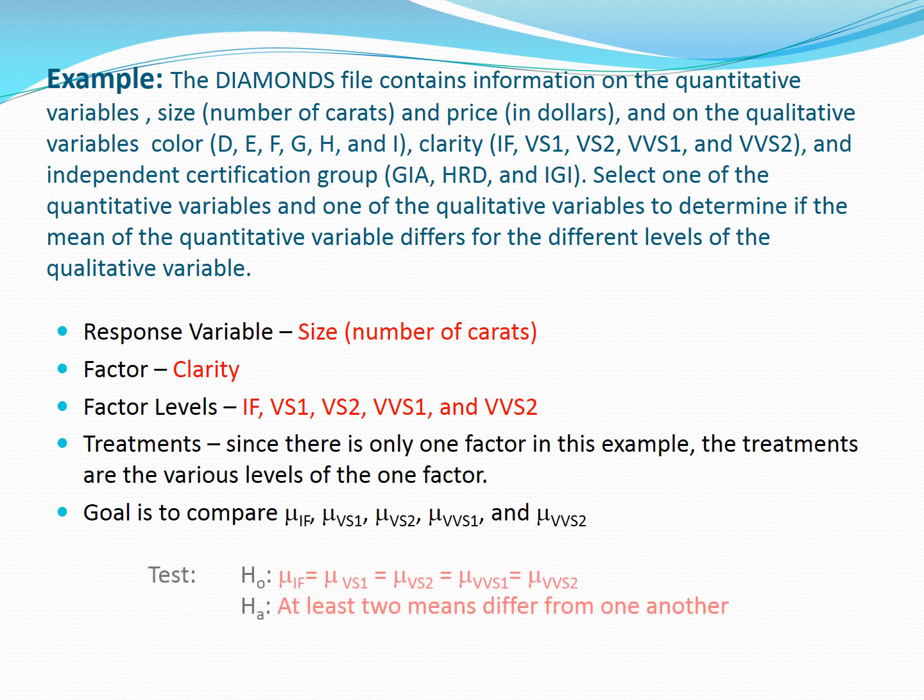And so the test that we're going to set up, our goal is to compare the means that I mentioned earlier. That's how we're going to set up the test. We're going to set it up to say that those means are all equal. The mean size of those 5 clarity levels are all the same. And the alternative says, no, they're not. The alternative says at least 2 means differ.